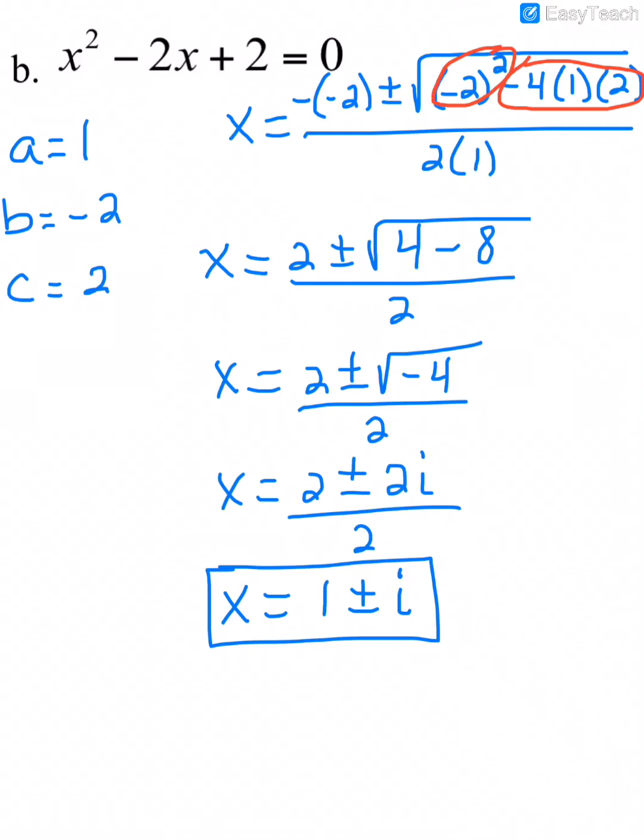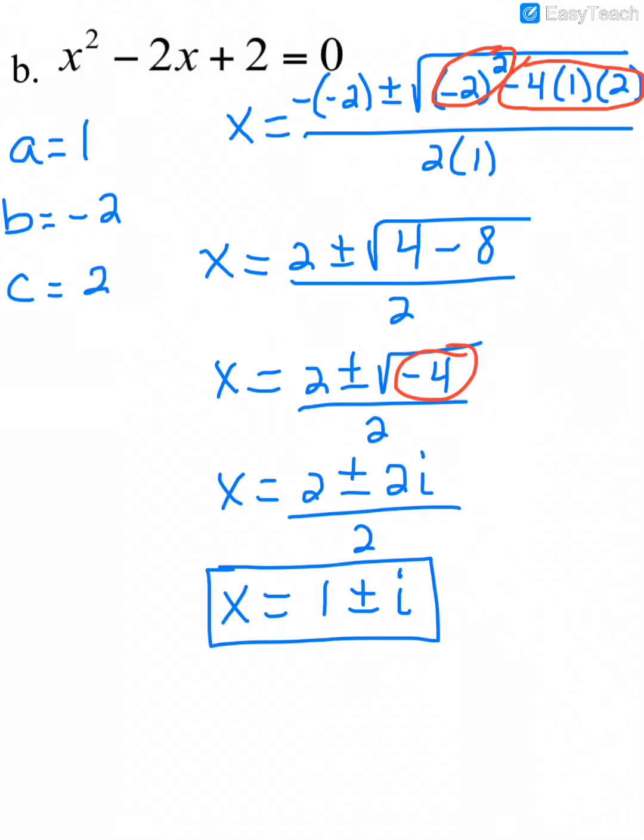my discriminant is what? It's negative 4. All right, and since that is negative, that tells me I have two imaginary solutions, which I do. I have 1 plus i and 1 minus i. Those are my two imaginary solutions. And then remember, if it were 0, I would only have one solution.